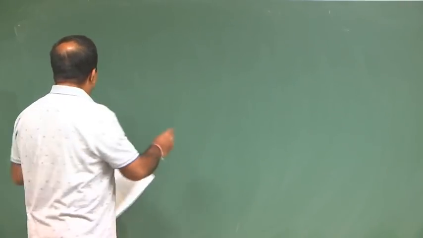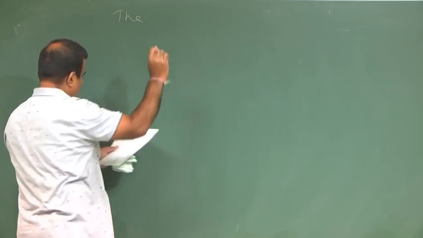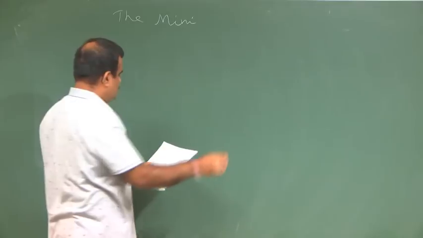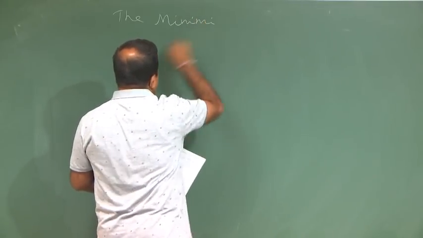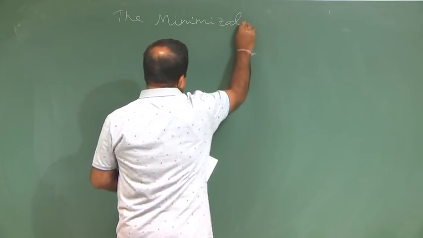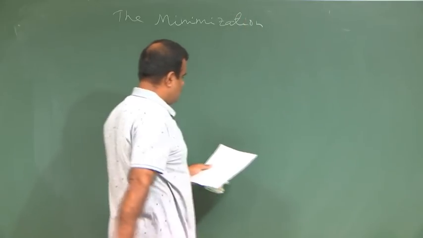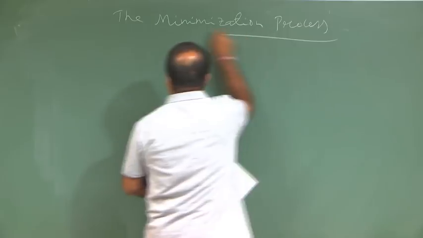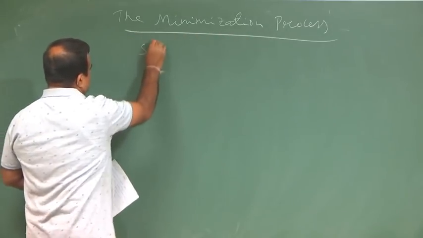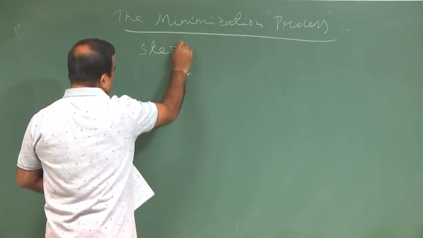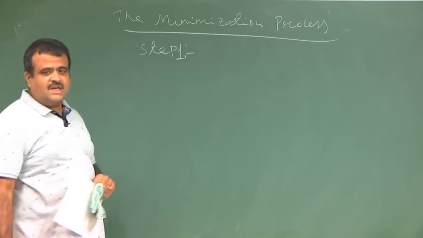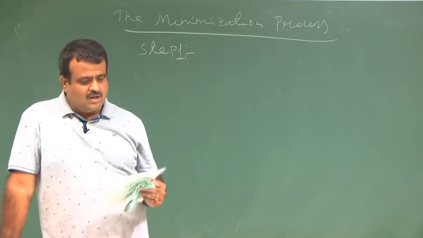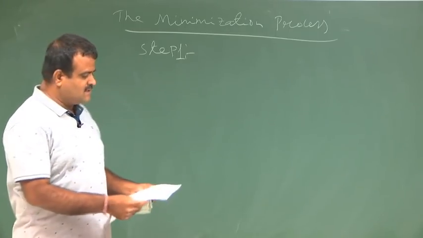So, now we will formally define the minimization process. The minimization process consists of two steps. Step 1: we must delete those states which cannot be reachable from q0; those are called inaccessible states.